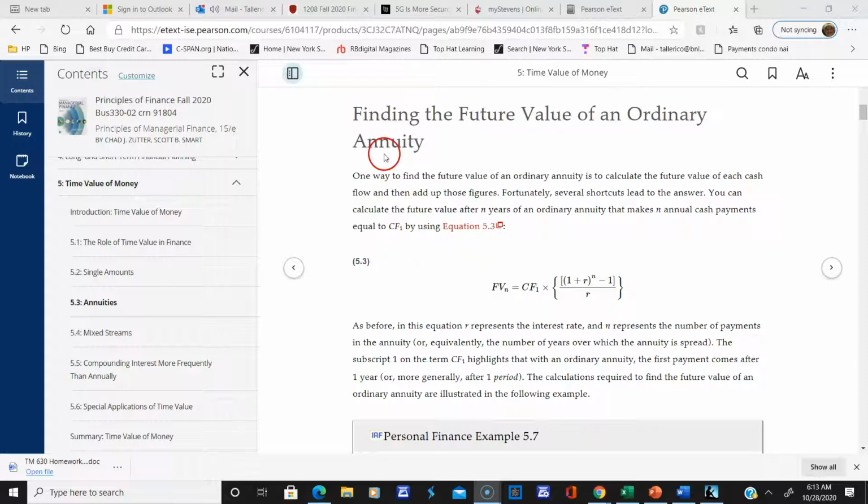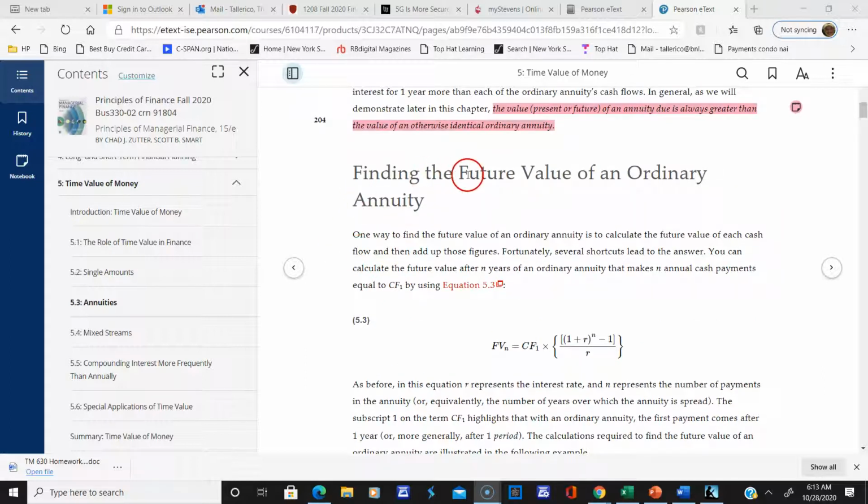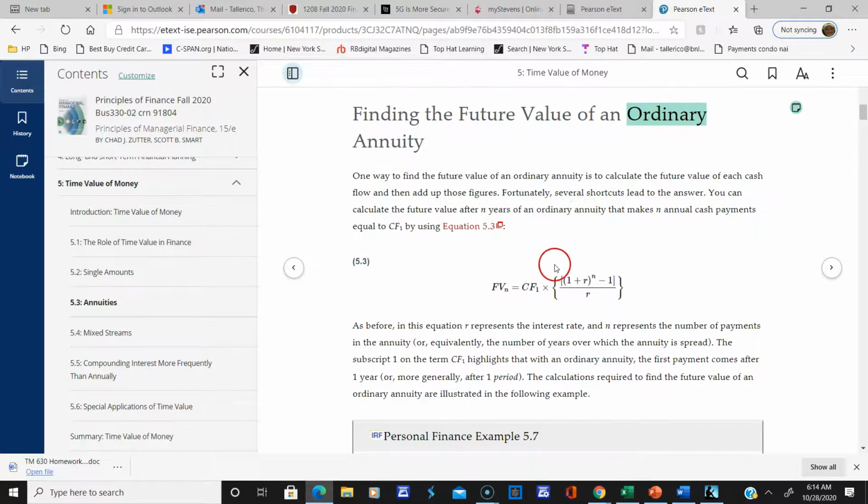Anyway, I want to pick up here with finding the future value of an ordinary annuity. An ordinary annuity, as I may have mentioned already, is an annuity where you receive the money at the end of the period, okay? So this is an important word, and I'll highlight ordinary. One way to find the future value of an ordinary annuity is to calculate the future value of each cash flow and then add up those figures. But there's a lot of ways we're going to do this, and the most important way we'll do it is with Microsoft Excel.